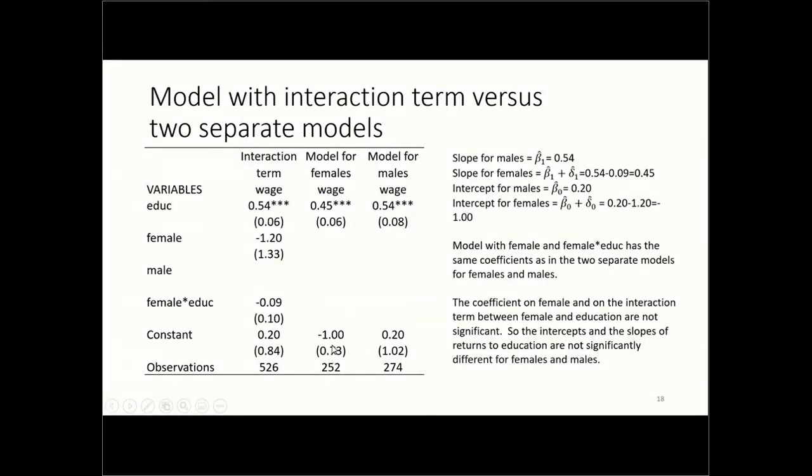So it's equivalent basically if we want to estimate the model like this, where we have an independent variable here, indicator variable and interaction term, or just estimate separate models for females and males. So now notice that the coefficient on female and the coefficient on the interaction terms are not significantly different between males and females. So our conclusion is that we actually do not have significant differences in terms of intercepts and slopes for females and males.